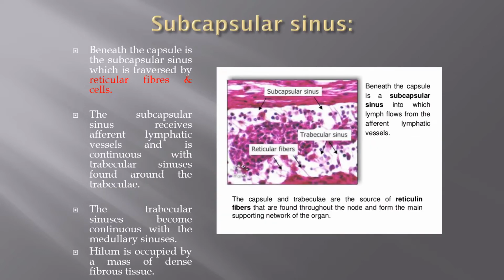Subcapsular sinus lies beneath the capsule and is traversed by the reticular fibers and cells. The subcapsular sinus receives afferent lymphatic vessels and is continuous with the trabecular sinuses found around the trabeculae. The trabecular sinus becomes continuous with the medullary sinuses, and the hilum is occupied by a mass of dense fibrous tissue. The capsule and the trabeculae are the source of reticular fibers that are found throughout the node and form the main supporting network of the organ.